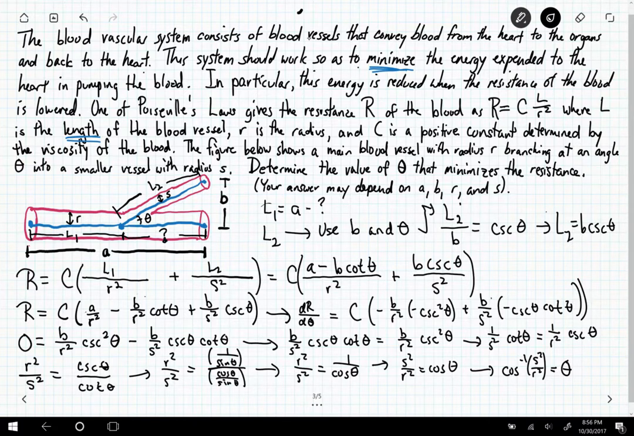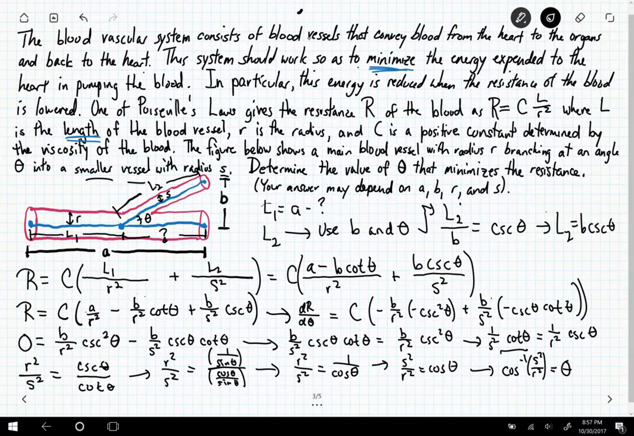And why can we get away with that? Notice we need an arc cosine to be defined. It has to be some number between -1 and 1. We know s is the smaller of the two radii. It says so in the smaller vessel with radius s. That's the reason we know that this is going to be defined. And you can do the check and make sure that this answer works.